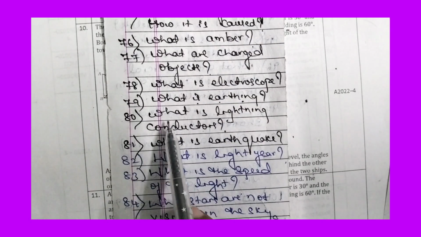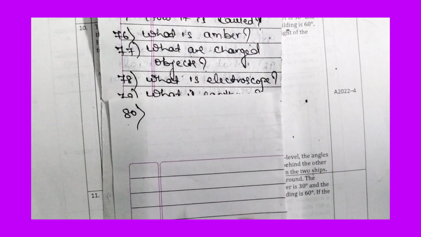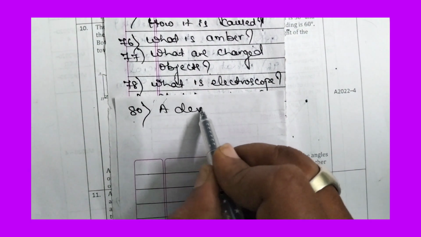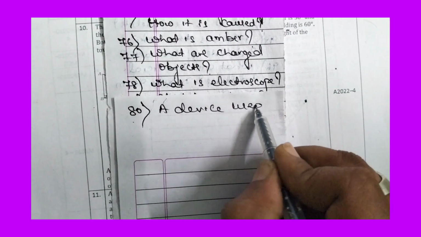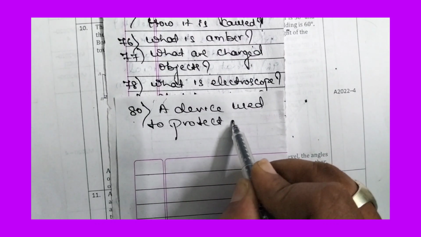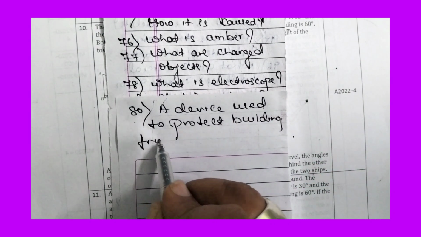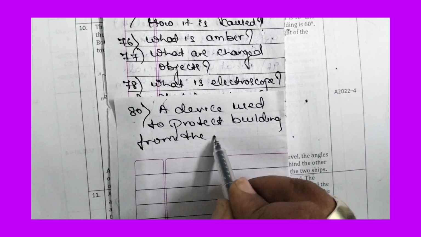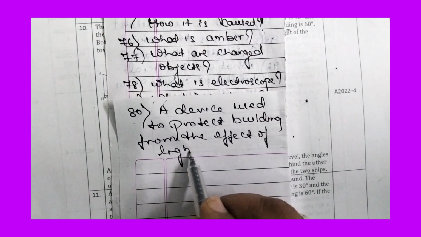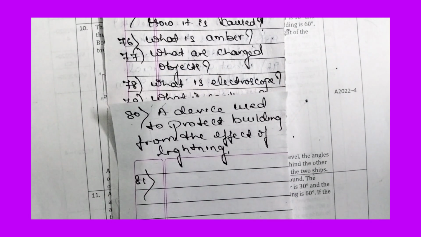Now let us move to the 80th question. The 80th question is, what are lightning conductors? Lightning conductor is a device used to protect buildings from the effect of lightning.